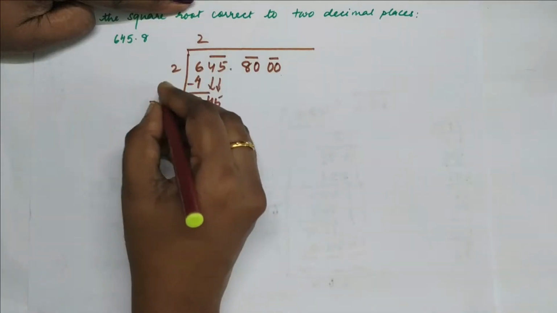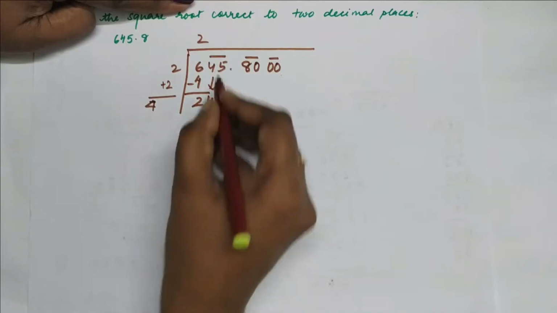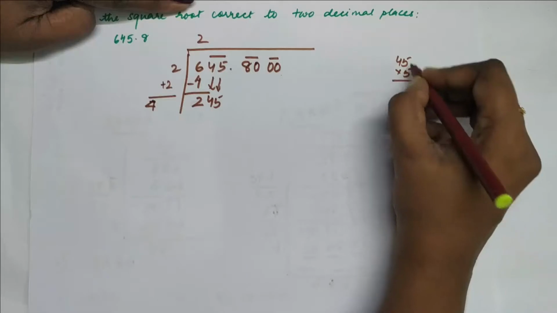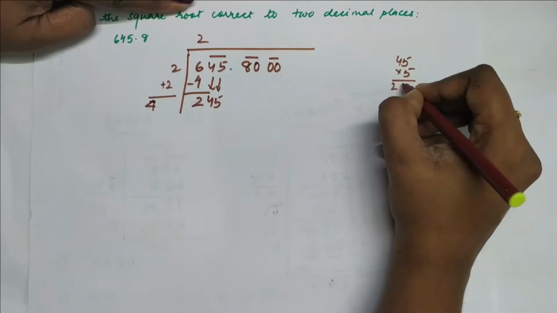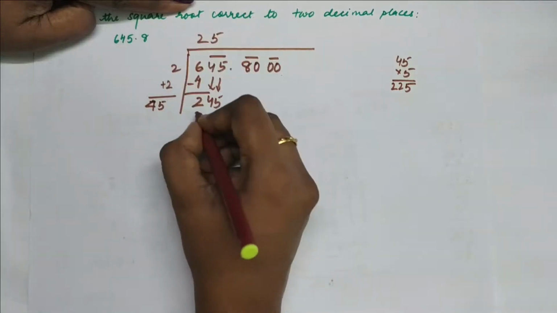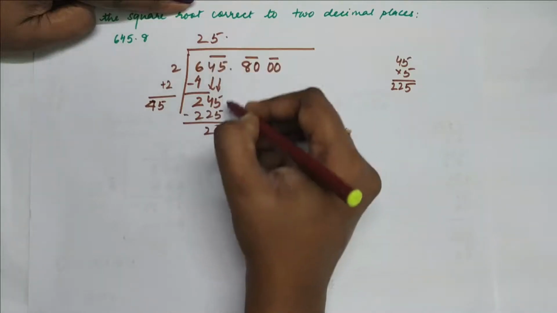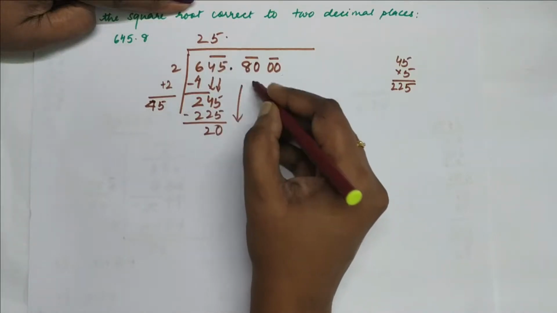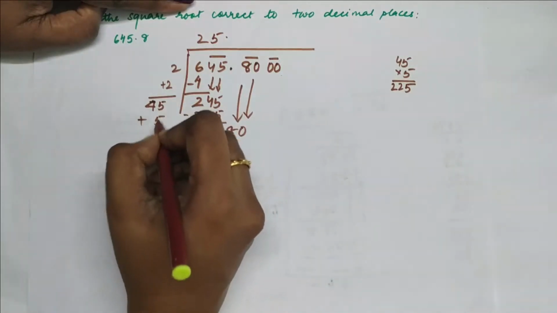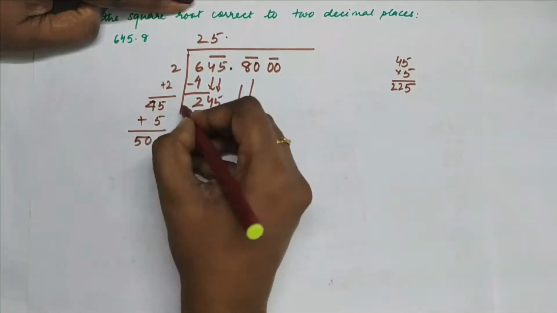2 plus 2, that is 4. Now you have to write a number here so that you can adjust. So if I do 45 into 5, that becomes 225. So I think that is the best option. Subtract it. Now put the point as the point is here. Bring down 80 together. Now you have to add 5 because the last number added was 5. So the number becomes 50.